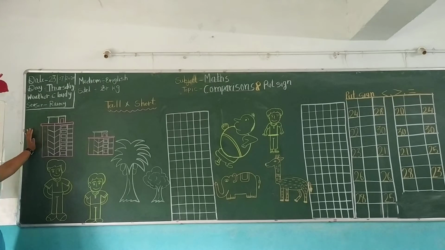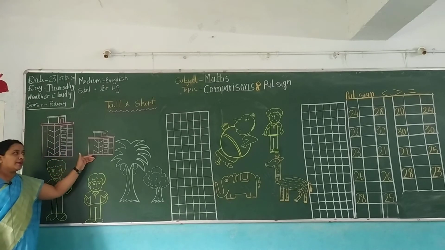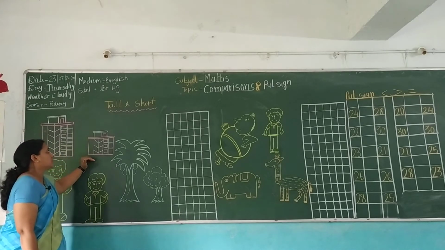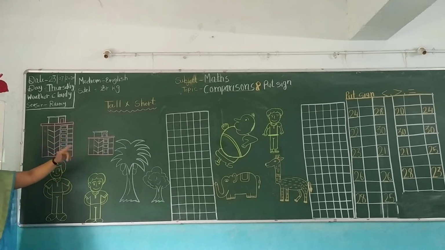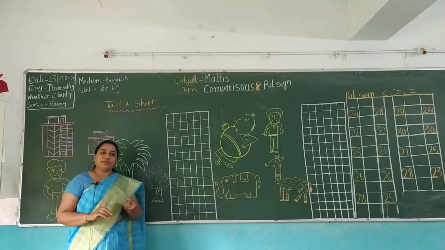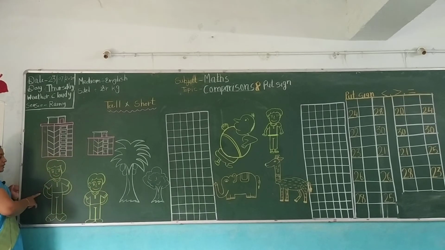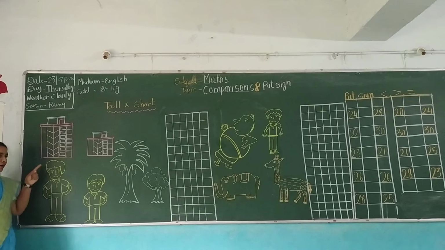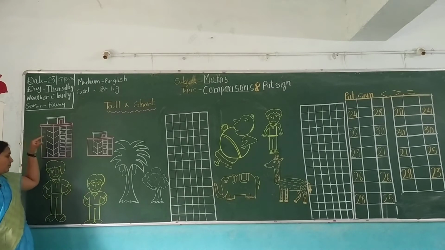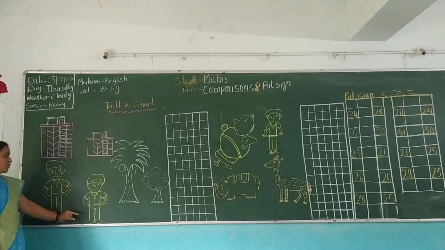I have drawn it on the board. It's a tall building and it's a short building. Tall is the opposite of short. Today's comparison is tall and short. Whenever things are tall and short, we compare them as tall and short. Again I draw on the board. It's a boy. A tall boy and a short boy.